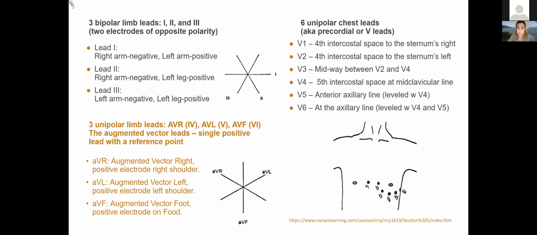And the 6 unipolar chest leads, the number 1 is the 4th intercostal space, and you can look at the diagram below it, to the sternum's right. Number 2 is the 4th intercostal space to the sternum's left. Number 3 is midway between V2 and 4. V4 is around the 5th intercostal space at the mid-clavicular line. V5 is anterior axillary line leveled with V4. And V6 is at the axillary line leveled with V4 and 5.